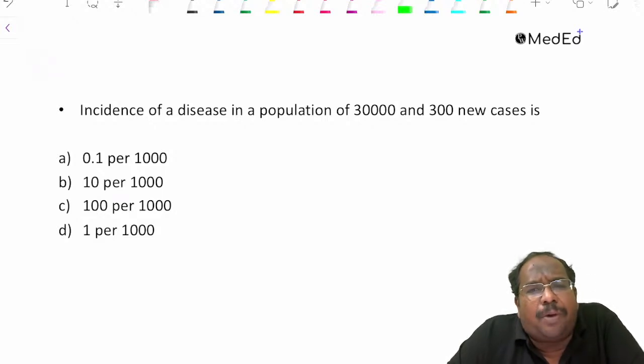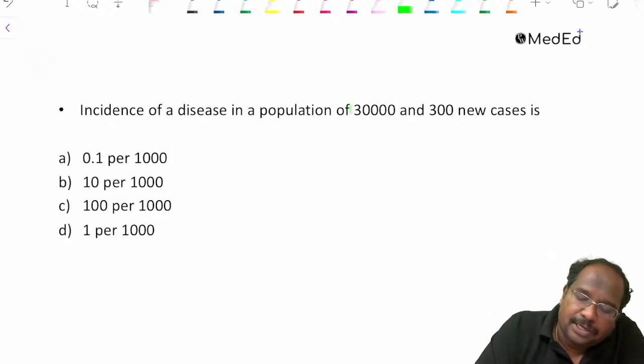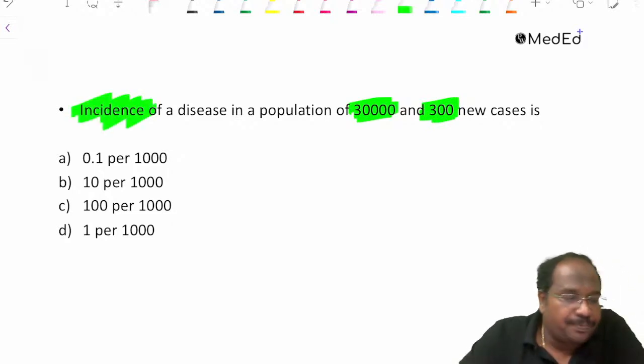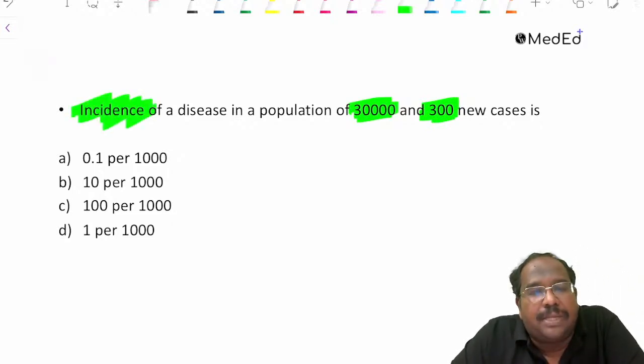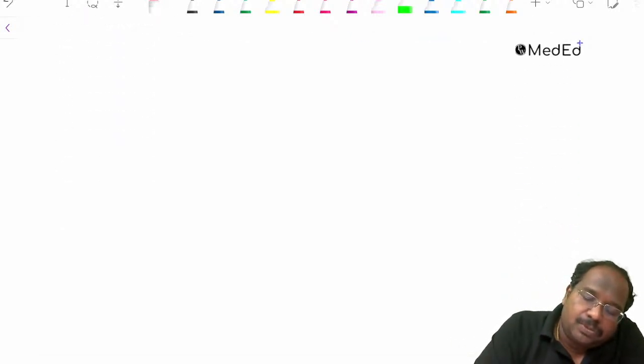Incidence of a disease in a population of 30,000 and new cases 300. The population is 30,000, and new cases are 300. The question they are asking is incidence. Let us learn the concept, then we will come back to the question. What does incidence mean?